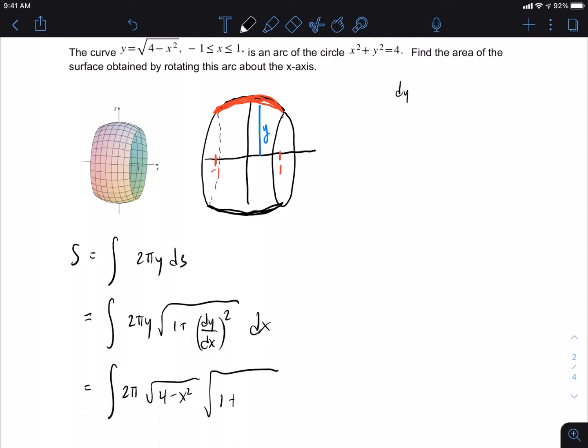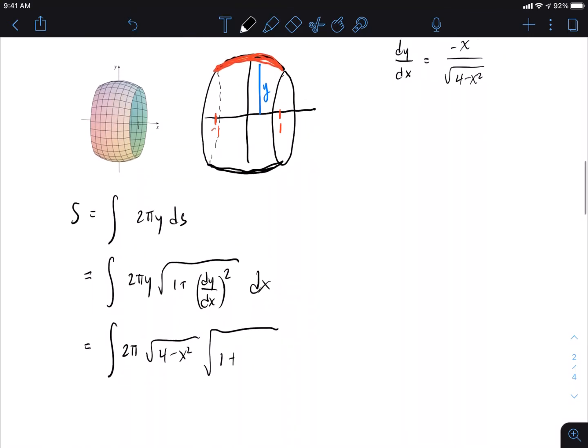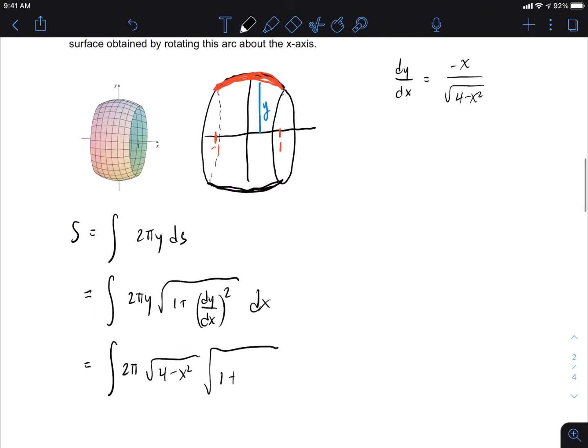So when I take the derivative of that y, I'm going to get negative x over the root of 4 minus x squared. Do you agree with me? Yes. Okay, that's just the derivative there, right? So then when I square that, I'm going to get x squared over 4 minus x squared dx.